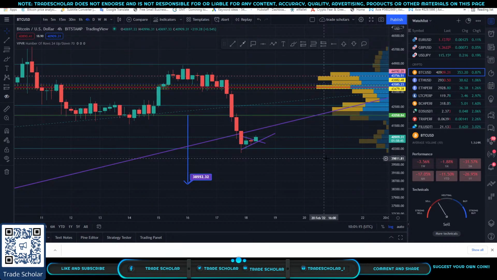So today is Friday and usually Friday is a dump day, a sell-off day. But I think the sell-off happened already yesterday, so we'll see what is in store for us. Our technicals are already in sell. We are hoping that we already reached the bottom, 40,000, and we are bouncing again to the upside.